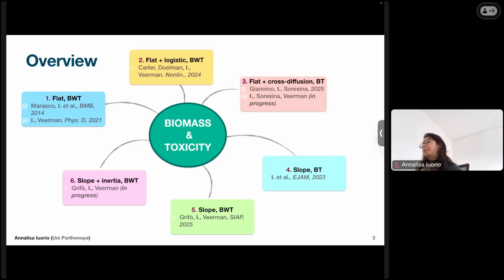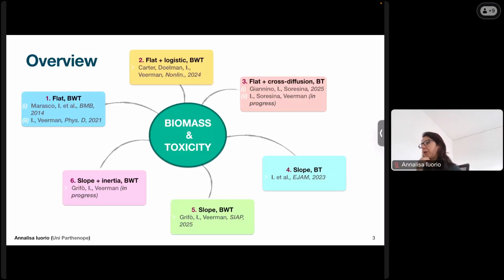But also in, let's say, models 1 and 2, we included the dynamics of water as well. So you will see reaction diffusion equations describing the dynamics of biomass, water, and toxicity, both in the most standard setting that we could think of. And this is from the very first model that I worked on for my master thesis back in 2014 now, so quite a few years ago, but also including a logistic term to make the model more ecologically accurate.